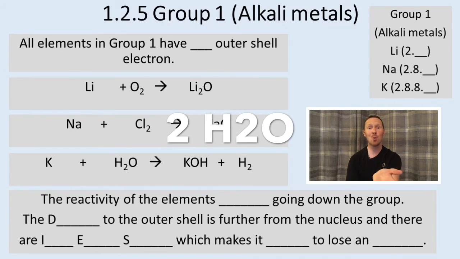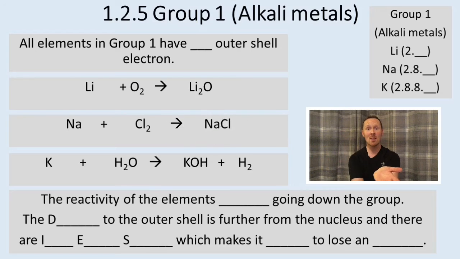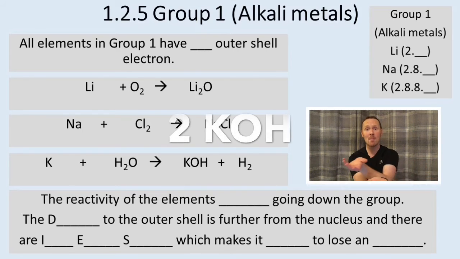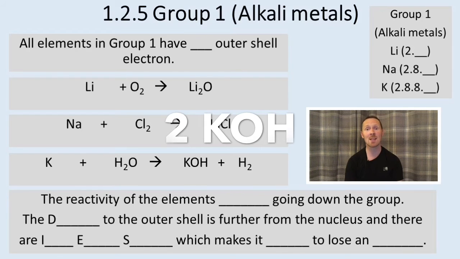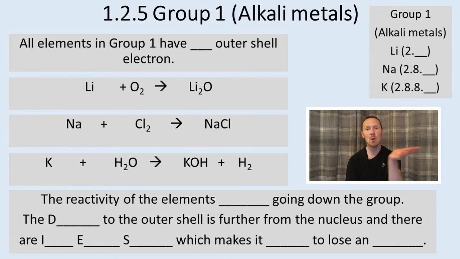If I've got 2 water molecules, I'm also going to need 2 potassium atoms. So I'm going to have to put a 2 there. And if I've got 2 potassium atoms and 2 water molecules, I'm going to make 2 lots or 2 moles of potassium hydroxide, KOH. So the balance is 2K, 2H2O produces 2KOH and H2.